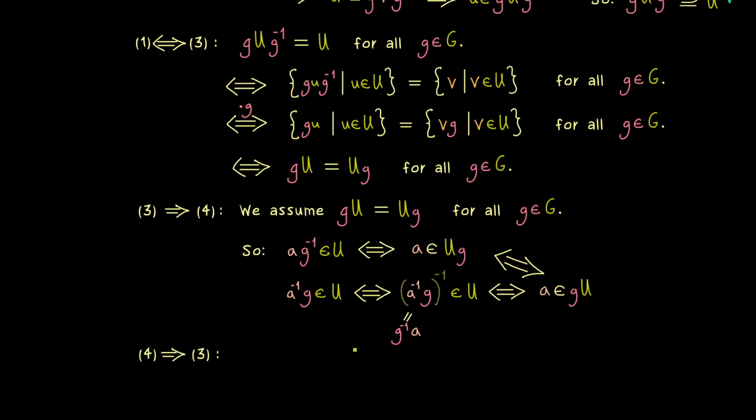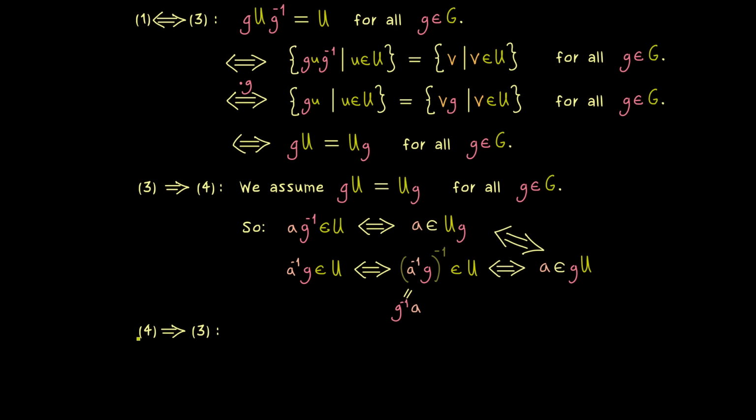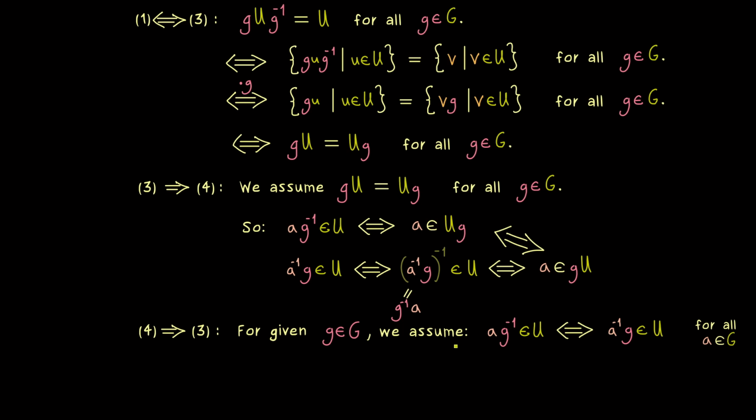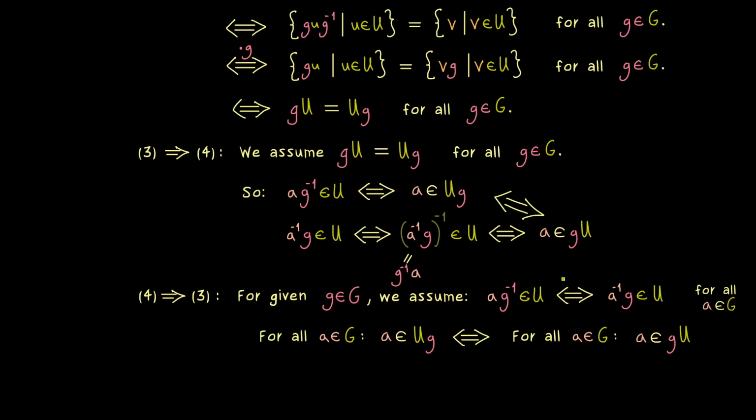So you see we are almost done, we just have to show the last implication 4 to 3. So let's fix the element g in G, and let's assume that we always have the equivalence stated in 4. This means ag inverse lies in U if and only if a inverse g lies in U as well, and this holds for every a in G. And now as stated above, we can reformulate that with the left and right cosets. So the left hand side here says that for all a in G, we have that a lies in the right coset Ug, and as already discussed, the other one is the same statement but with the left coset.